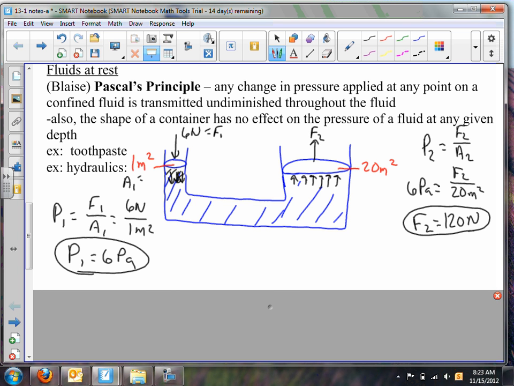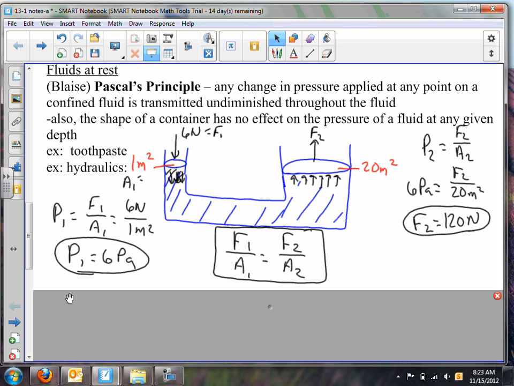Since these pressures remain the same, Pascal's principle is often written this way in terms of equations. F1 over A1, which I know is the first pressure, equals the second pressure, which is F2 over A2. And this is something that you should go ahead and put on your card. If we had that, we simply could have said 6 newtons over 1 equals F over 20, cross multiplied and divided, and gotten 120 for our answer also.